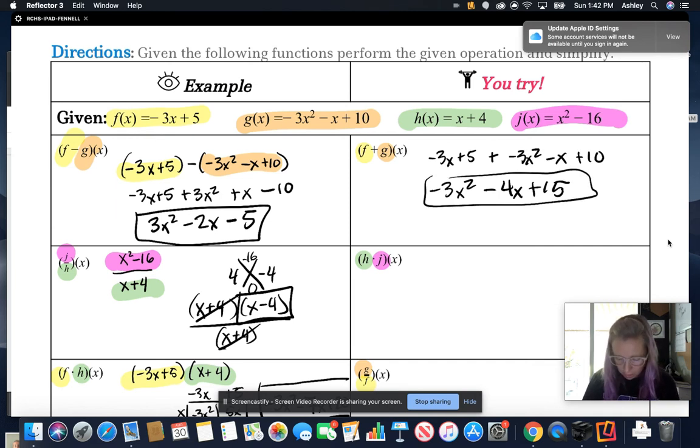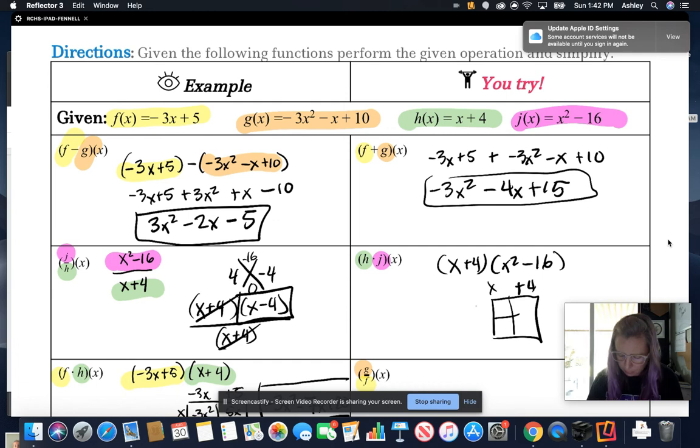Now we have a multiplication, h of x times j of x. So we have x plus 4. We need to multiply by x squared minus 16. Area model it is. x plus 4 times x minus 16. We're going to get x squared plus 4x minus 16x minus 64, x squared minus 12x minus 64.